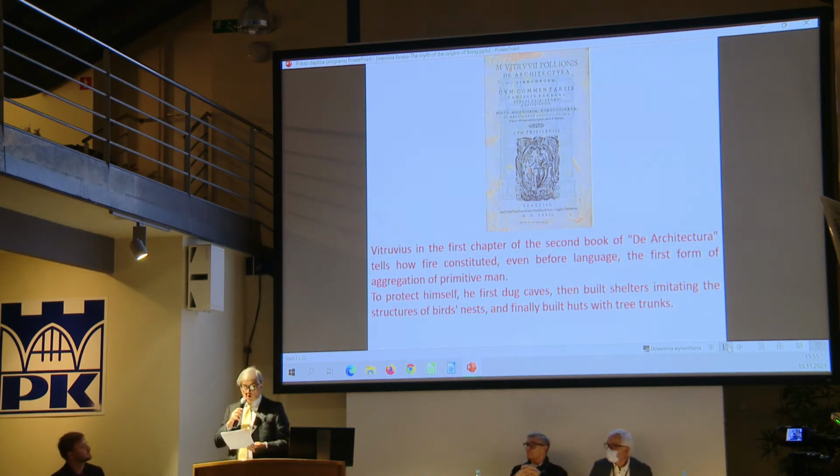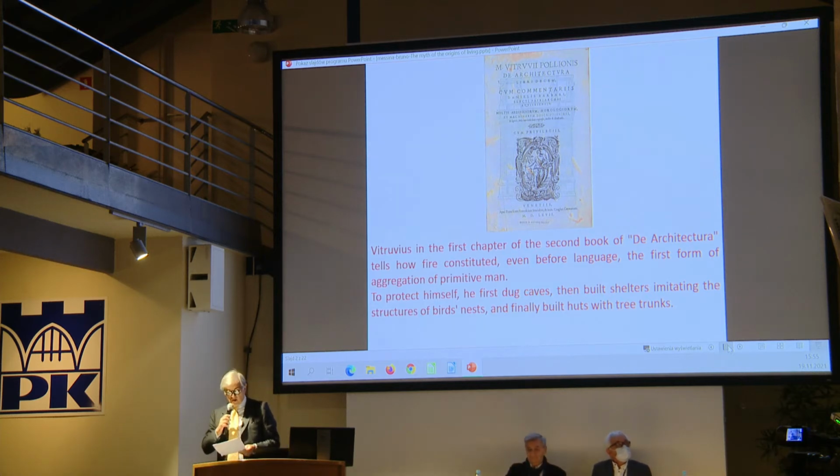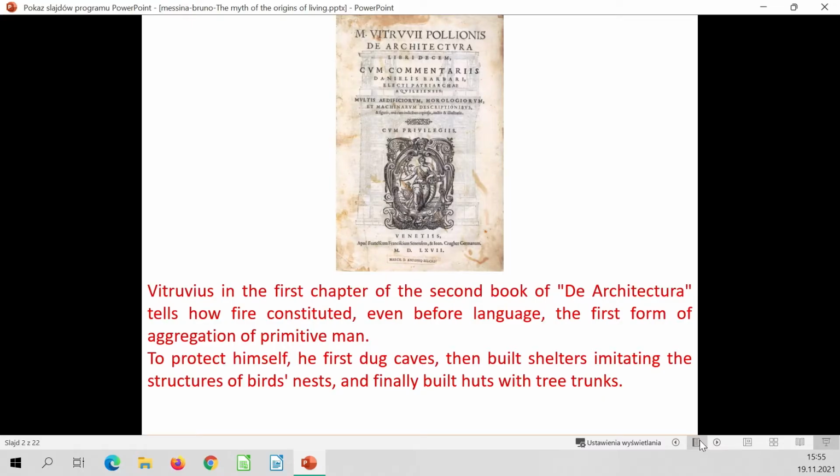Vitruvius, in the first chapter of the second book of the Architettura, tells how fire constituted, even before language, the first form of aggregation of primitive man. To protect himself, he first dug caves, then built shelters imitating the structures of birds' nests, and finally built huts with tree trunks.